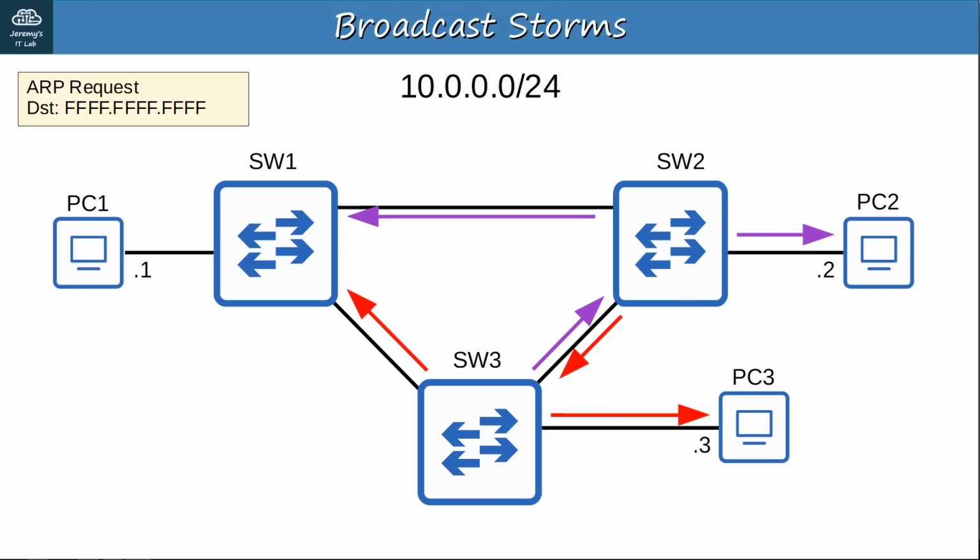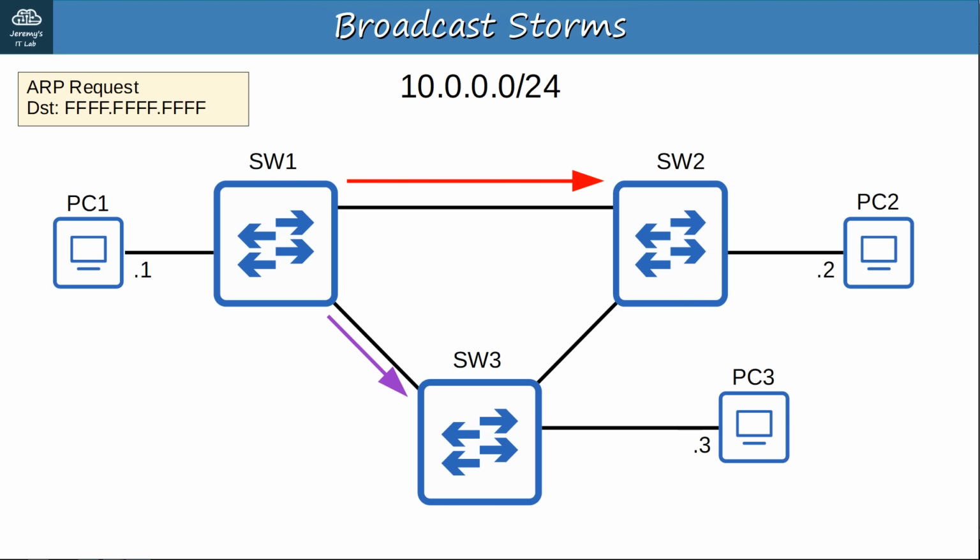Switch 1 just received 2 broadcast frames on 2 different interfaces. It will once again flood them. Let me clean that up again. Switch 2 and switch 3 both just received broadcast frames. What will they do? They will flood them. So I think you get the point.